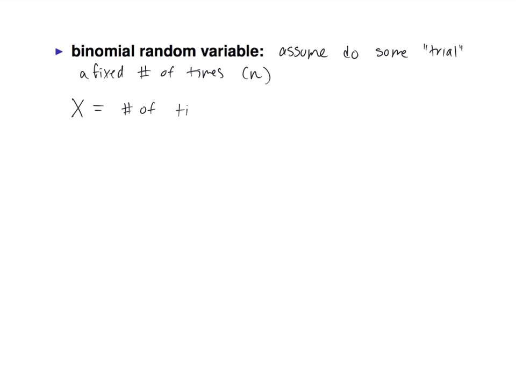Okay. And with a binomial random variable, here's what you assume. You do some trial a fixed number of times. We call that n. For example, you toss a coin 10 times. You do the experiment of tossing a coin 10 times. That's your n. Then the variable x stands for the number of times an event occurs in n trials.